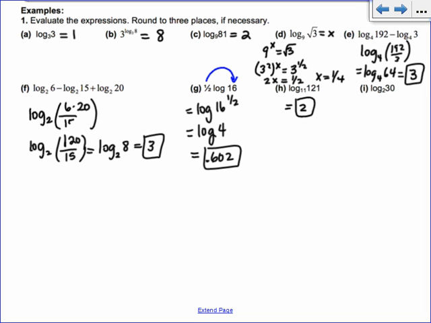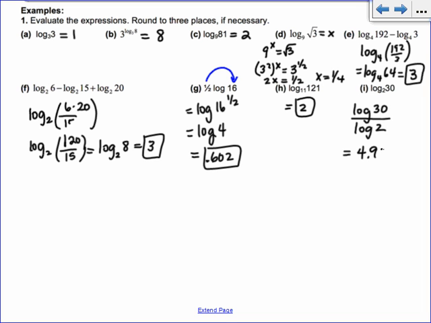2 to what power gives you 30? I don't know. A lot of people say 15. It's not 15. That's really big, way bigger than 30. 2 to the 15, right? But we know that 2 to the 5 is 32, so it's going to be a little bit less than 5. So what I would do here is the change of base. So we have log of 30 over log of 2, or you could do natural log of 30 over natural log of 2. So you can put it into your calculator.